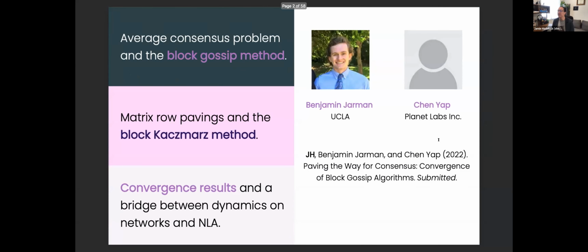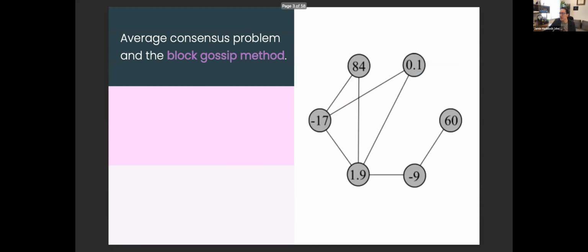Okay, so I'm going to be talking about some recent work with an exceptional PhD candidate at UCLA, Benjamin Jarman, and a former undergraduate at UCLA, Chen Yap, who's now at Planet Labs. The work is going to discuss the average consensus problem, and I'll particularly be focused on a class of models that Gadir, the previous speaker, alluded to, the gossip method.